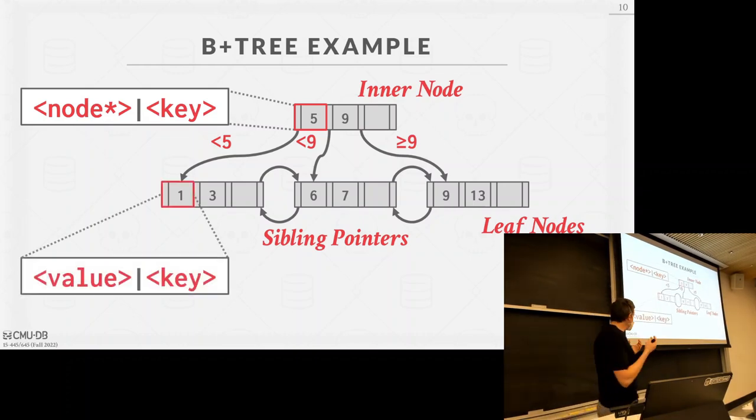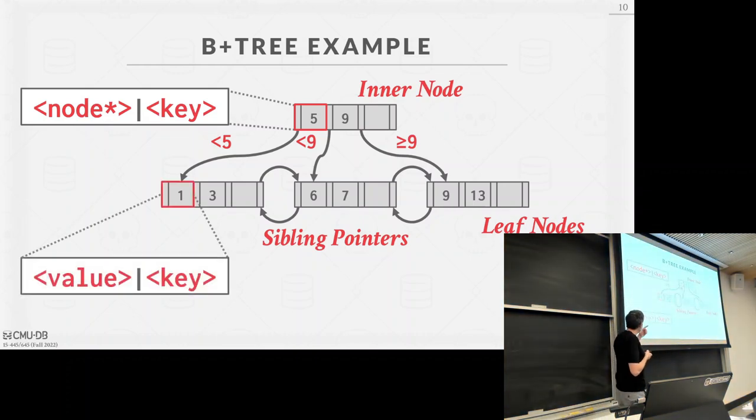So again, the composition at the leaf nodes now, since we don't have to have pointers to other nodes, we actually have a pointer to the value that corresponds to this key. And if you're using this as the table index, it's going to be the record ID, the page number and offset or slot number.